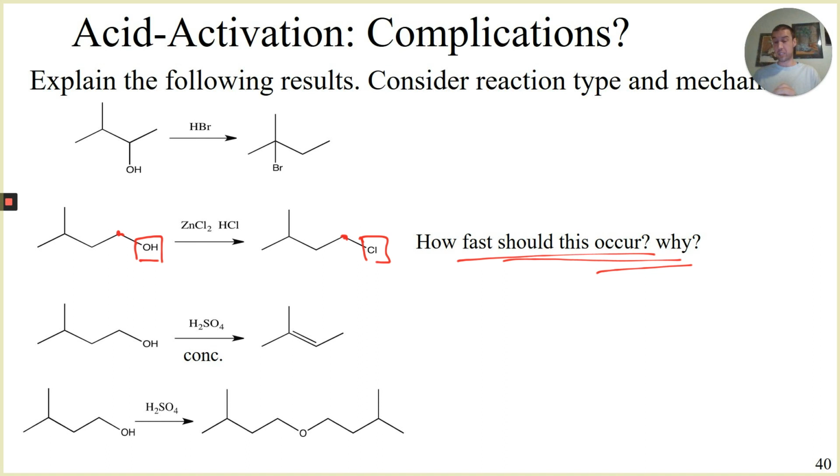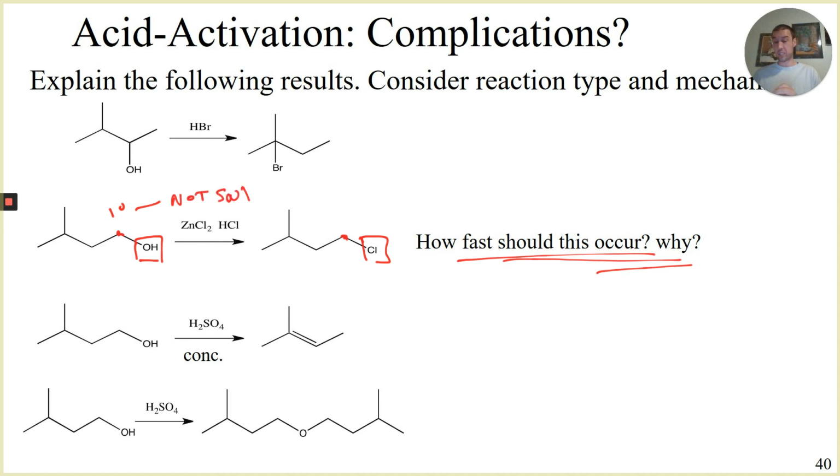We haven't changed the location of the chemistry. We're keeping it at that terminal carbon, which would be a primary carbon, and we're doing a substitution. OH becomes Cl. Right? Well, these were all supposed to be SN1 type mechanisms. A primary should not be SN1.